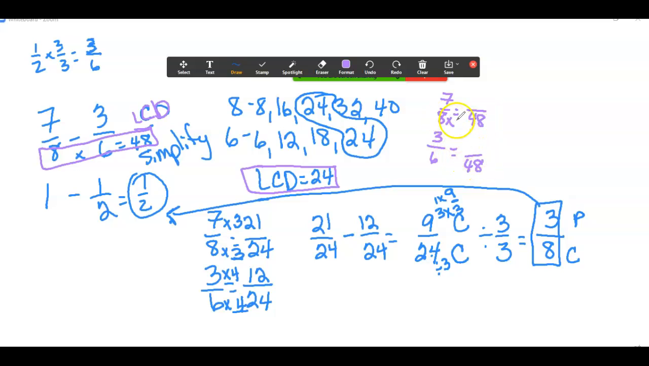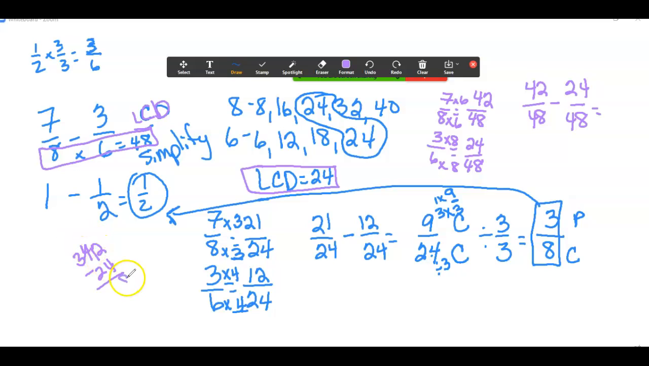Okay, 8 times 6 is 48. 7 times 6 is 42. 6 times 8 is 48. 3 times 8 is 24. Okay, so then I have 42 48ths minus 24 48ths. Okay, 42 minus 24. Well, I have to do some regrouping. That would be 8. Oh, that gives me 18 48ths.